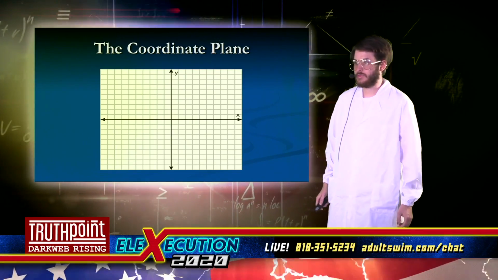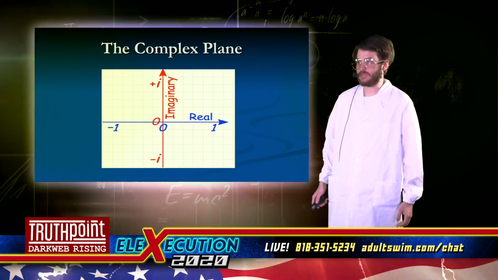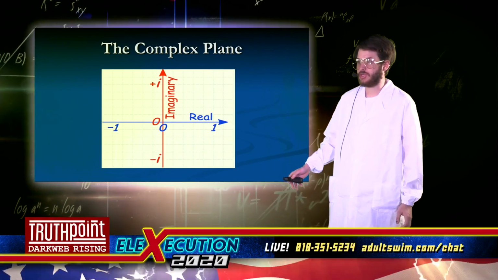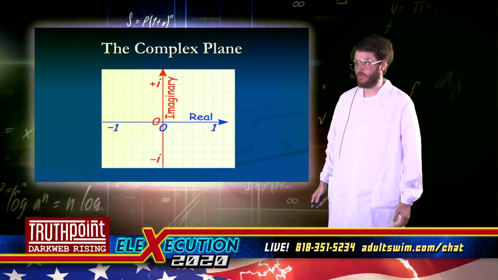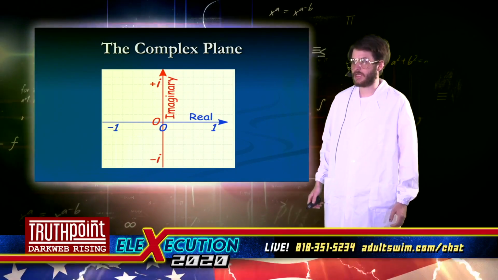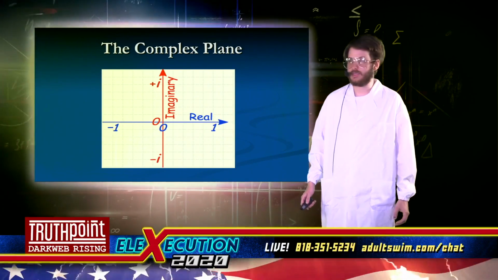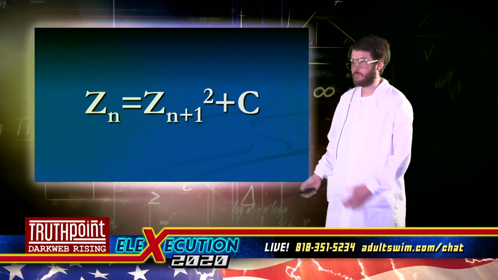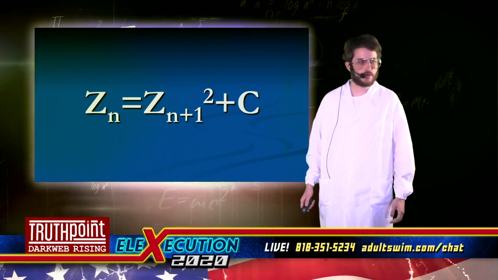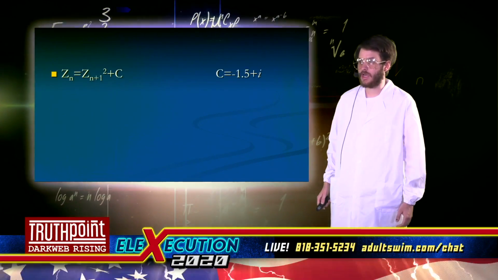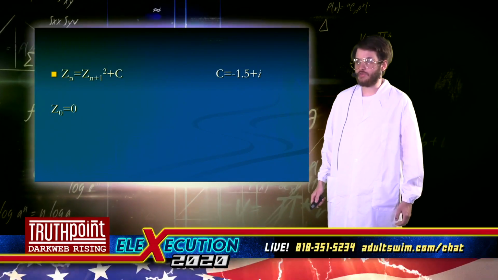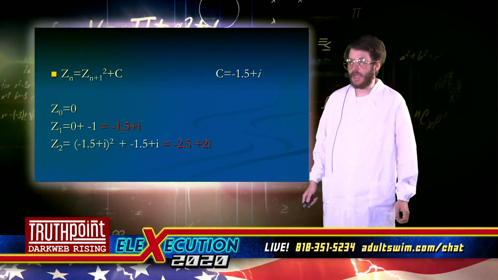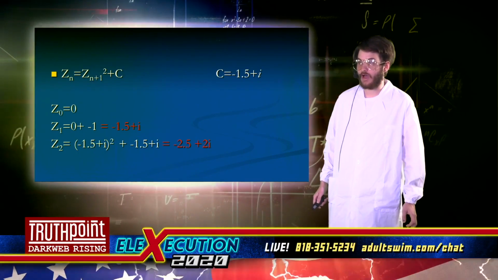Okay, so we're all familiar with the coordinate plane, right? So this is the complex plane, where the y-axis and x-axis are replaced by the imaginary and real axes, where the imaginary numbers represent numbers like the square root of -1, and the real numbers represent numbers like 1. So this is a recursive formula. We're going to plug in a complex number here for c. Let's try -1.5i. And if you do that, z sub 0 equals 0, z sub 1 equals -1.5 plus i, and z sub 2 equals -2.5 plus 2i.